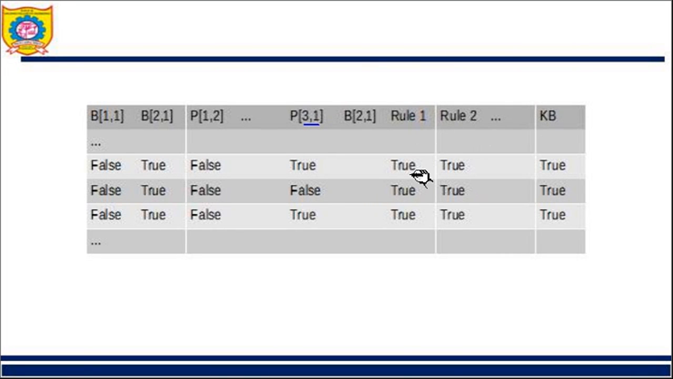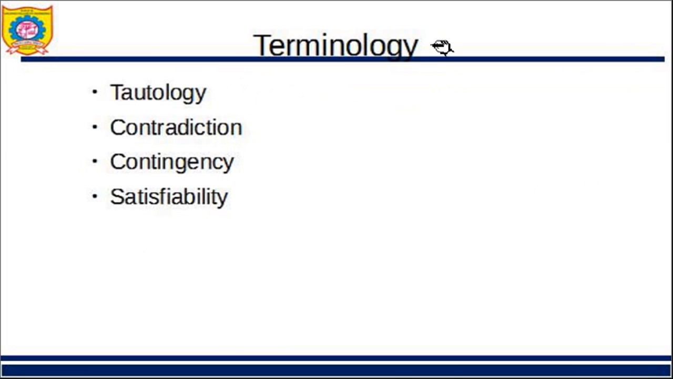Again you can see rule 1 is true to true, rule 2 is true to true, so my knowledge base is also true to true. So what I want to say is, if I talk about pit 1 2, all the 3 are false, that means I can conclude that there is no pit in 1 2. Here I am talking about pit 3 1. So it is true, false, true. I cannot conclude that there is a pit or not, and hence I don't reach any conclusion. So that is about inference.